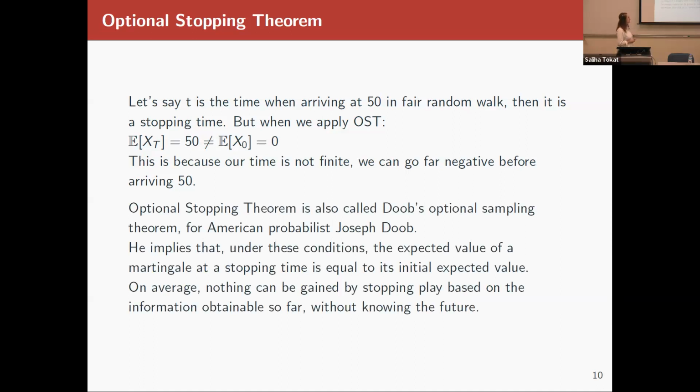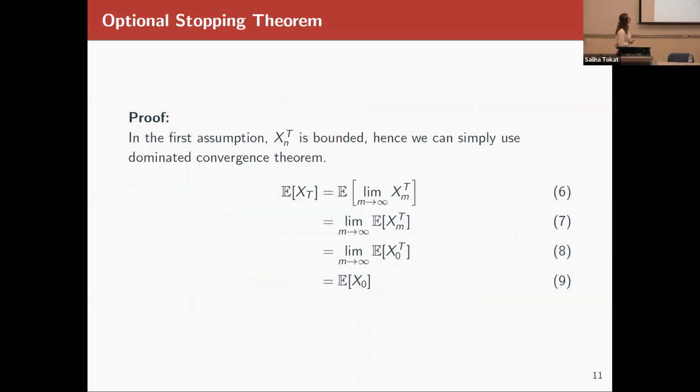The optional stopping theorem is also called Doob's optional sampling theorem. It implies that under these conditions, the expected value of a martingale at a stopping time is equal to the initial expected value. On average, nothing can be achieved. Or some say the casino always wins. So here's the proof.